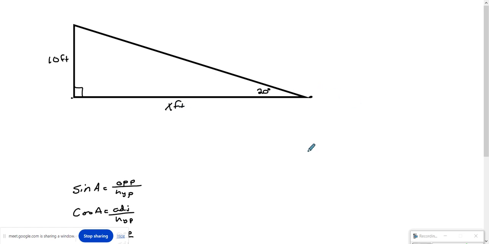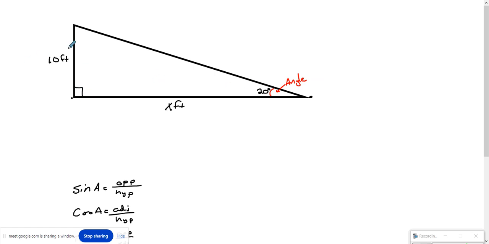Now, the first thing that you do is you identify what you have. So you can do this in your mind real quick. You just go, I've got an angle, right? Here's my angle. Okay, I'll write the word angle here. There's an angle. I'm not talking about the right angle. We know that one because it's a right triangle.